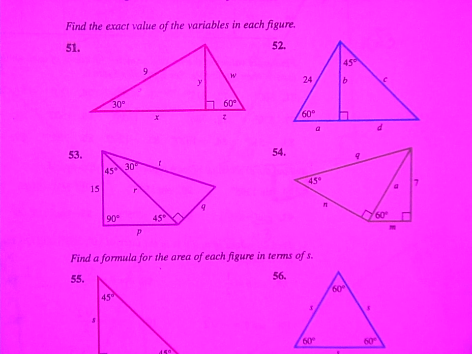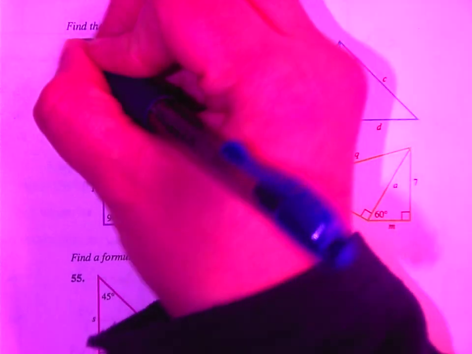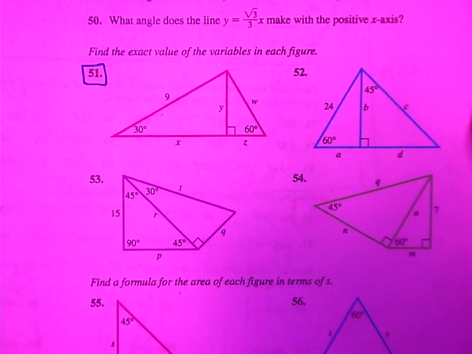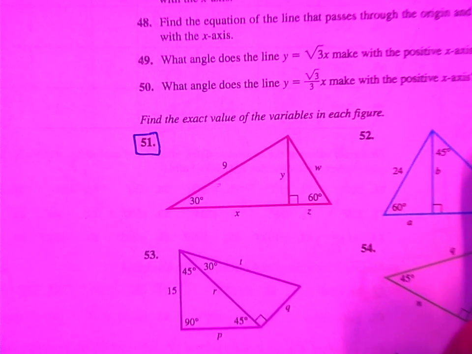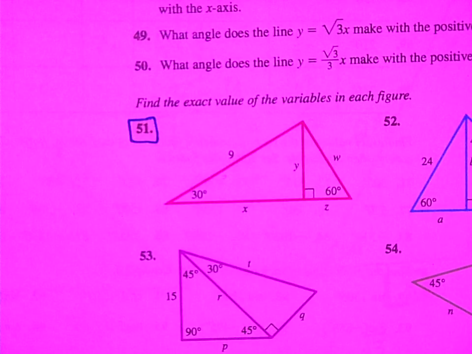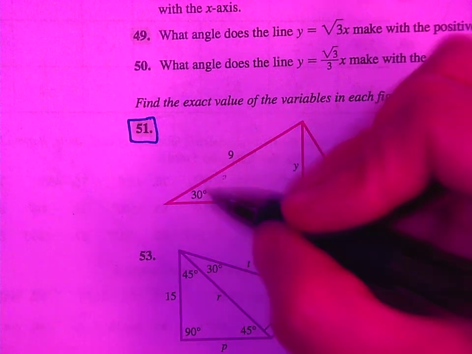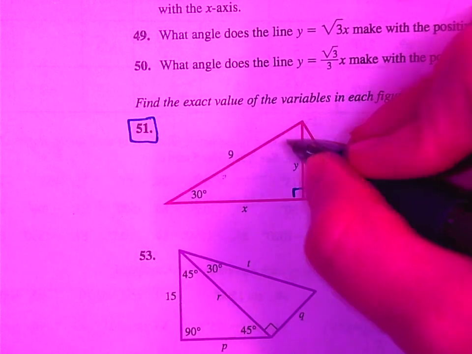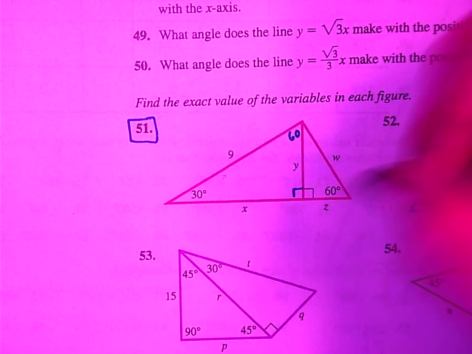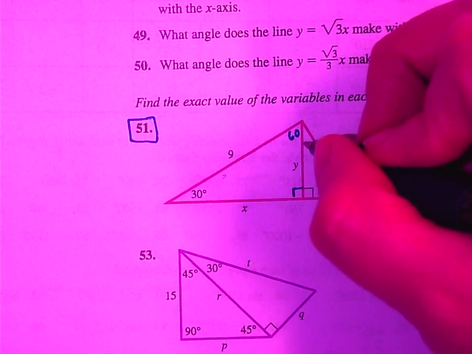So let's start with, I don't care. Anybody have a preference? I'm going to do one of these with you, 51 through 54. What do you want me to do? 51 it is. Hey, the first one's not always the easiest. All right, here we go, 51. It looks to me like I've got a 30, 90, 60 triangle and a 60, 90, 30 triangle.